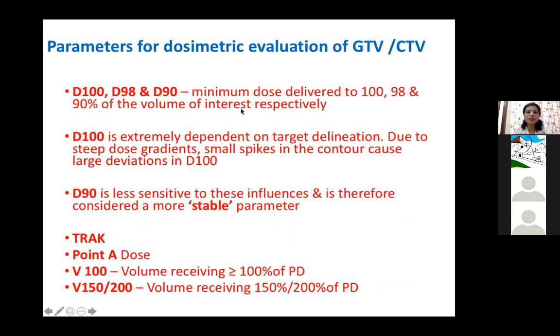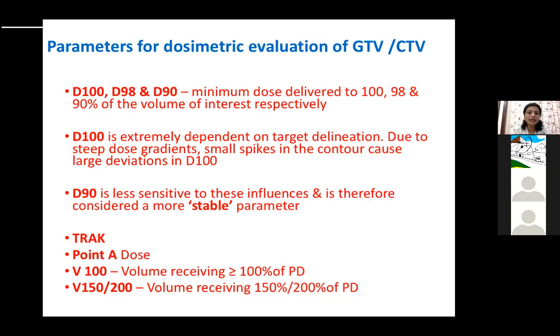So the parameters that we use for dosimetric evaluation for the GTV and HRCTVs are D100, D98, and D90. Now, they are the minimum doses that are delivered to 100, 98, and 90% of the volume of interest respectively. Now, D100 is not reliable. It is basically dependent on target delineation, and even small steep spikes in the contours can lead to steep dose gradients. So that is basically not really important for us. It is the D98 and the D90 which are important for us.